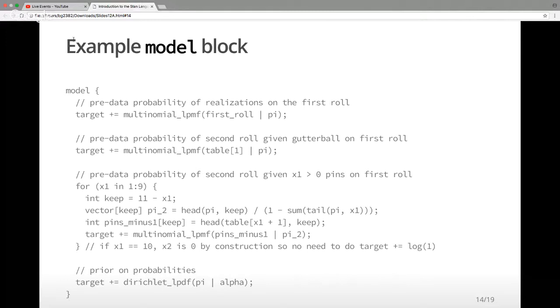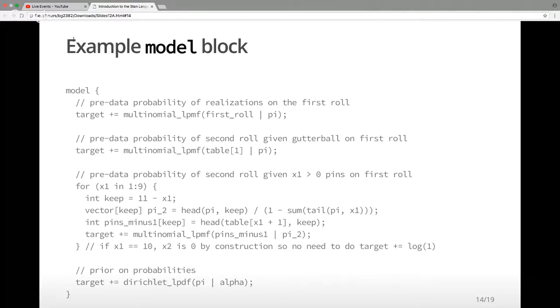Then the number of pins minus 1 is the first keep elements of the table corresponding to the number of pins knocked down on the first roll of a frame of bowling. So this is basically number of pins left minus 1. We have another multinomial increment for these two subsets given pi 2. If x1 is a strike, then x2 is 0 by construction, and so there's no reason to do target plus equal log of 1, which is just going to be a constant, not going to change anything.